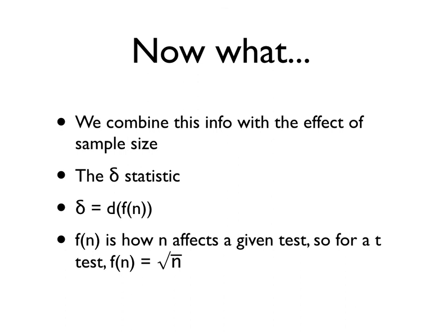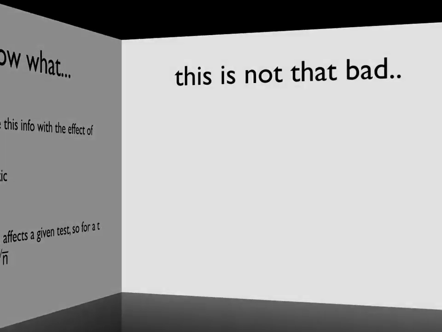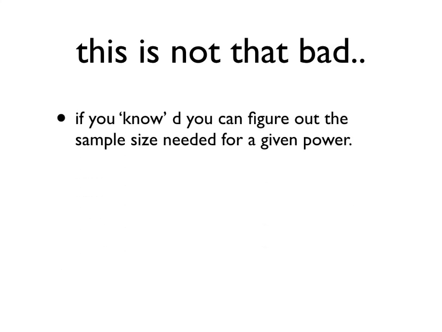Okay, does that make sense? So we're going to take d and multiply times the square root of n, and that's going to give us some value for delta. Okay. This is actually not that bad. If you know d, which you don't, you think to yourself, how big is big enough? And you know what people typically do? Medium. And they use 0.5.